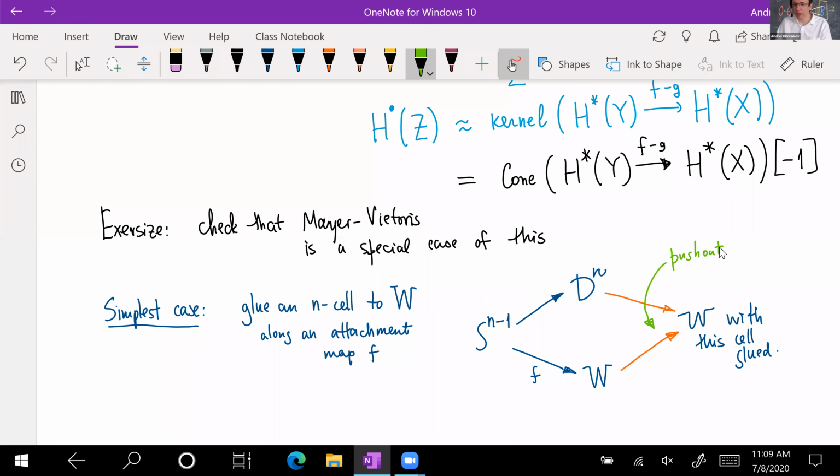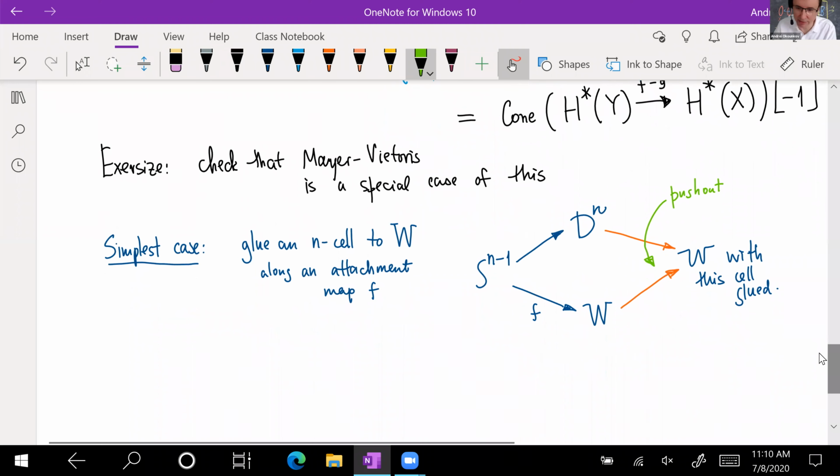So if you want to know the cohomology of a given space, if it's homotopy equivalent to a CW complex, which we always assume it is, then you can obtain your space successively by attaching a cell at a time, and at each time you compute a cone of some map. That's how you reconstruct the cohomology.